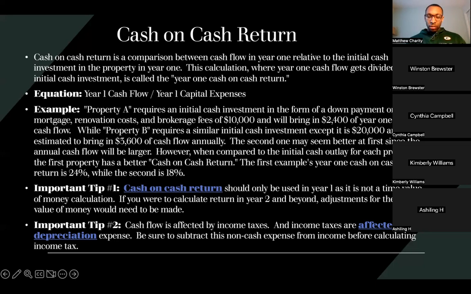When you do that calculation, take the cash flow, divide by your capital expenses. So it's just a way of really drilling down and assessing your deal in a way that allows you to analyze it better than just, oh, I'm going to make 2,400, I'm going to make 3,600. Sometimes 2,400 might actually be a better deal.